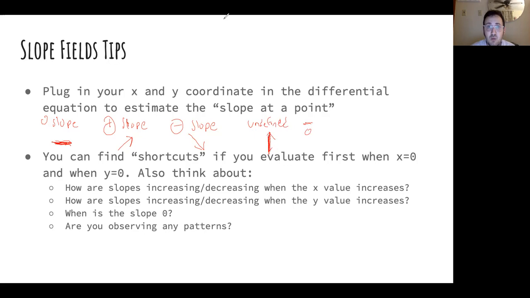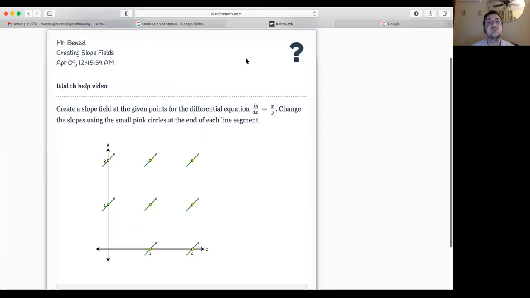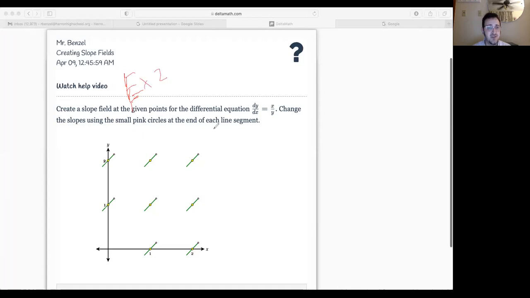So with that, why don't we look at an example on Delta Math together and create our own slope field. All right. So what we're going to do here in example 2 is actually create our very own slope field. And I'm going to show you the long way and the short way of doing this. So this is example 2. It says create a slope field at the given points for the differential equation dy/dx equals x over y, and change the slopes using the small pink circle.